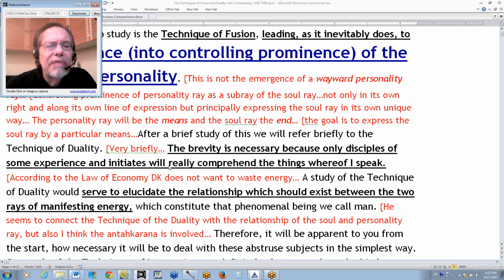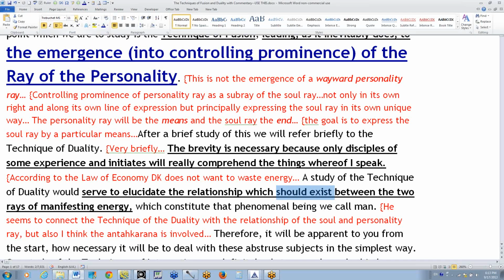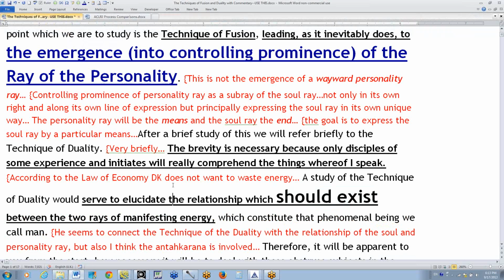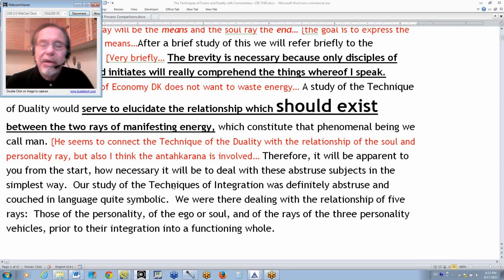So a study of the technique of duality would serve to elucidate the relationship which should exist. So this suggests a very complete merging, I would say, between the soul ray and personality ray. And of course, when you think about it, the ray of the spiritual triad, at least the secondary ray of the spiritual triad, is really the same as the soul ray. So even though we are relating to the higher ego, which is the spiritual triad, it's pretty much dealing with the same two rays. I mean, the ray of the monad is also involved in one of the triadal rays, perhaps the more permanent of the triadal foci.